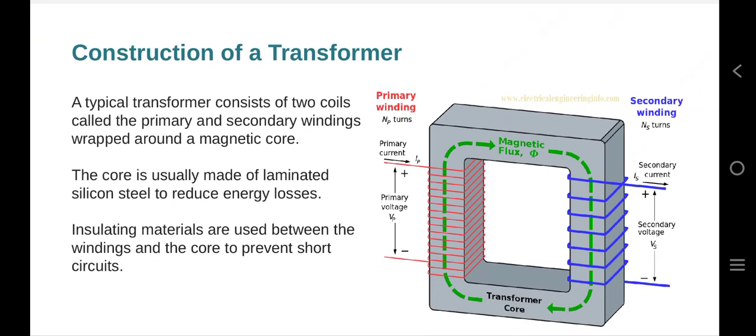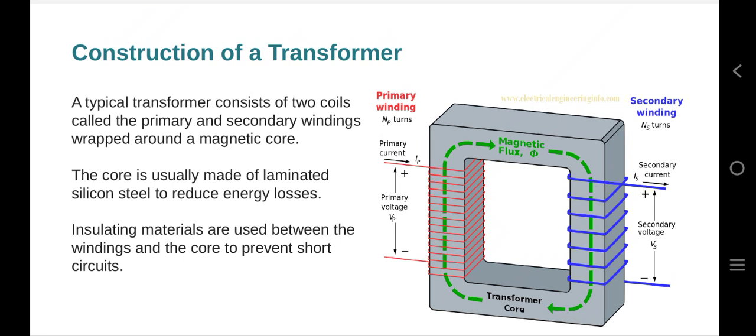Again, come to the construction of the transformer. As shown in the figure, we can see that two types of winding are wound on a single core, the rectangular core it is showing. A typical transformer consists of two coils: one is known as the primary coil and the other is the secondary coil. Both the primary and secondary windings are wound on a magnetic core, and the core is usually made of laminated silicon steel, generally to reduce the eddy current losses.